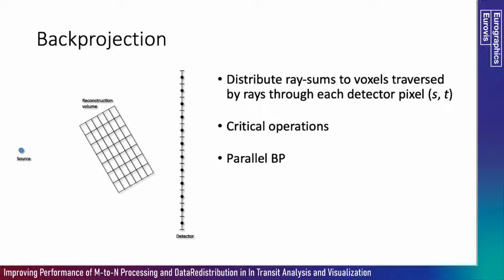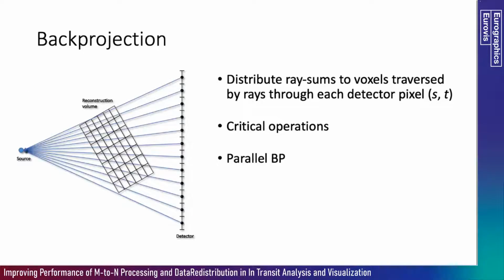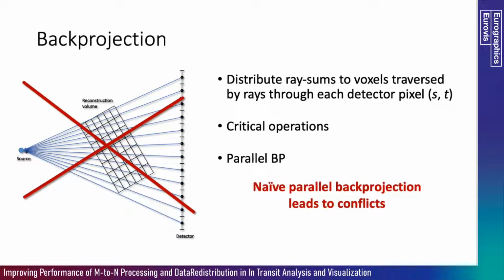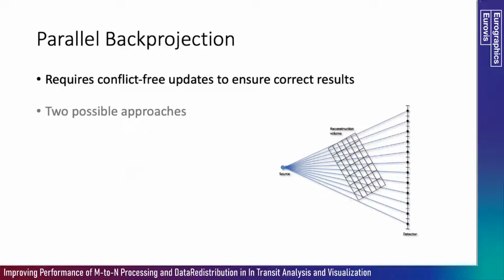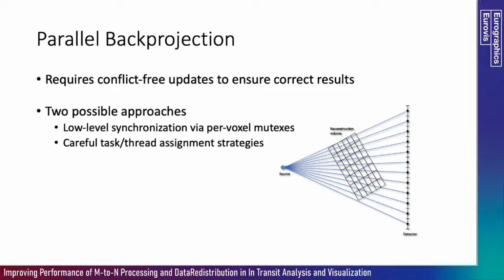Because of this, naive back projection in a parallel context is problematic. The write is per voxel, and multiple simultaneous writes of any particular voxel value leads to conflicts and ultimately incorrect results. Parallel back projection thus requires a means to prevent, or to avoid, conflicting writes in order to guarantee correctness. We consider 2 possible approaches here: synchronization primitives, mutexes in particular, to prevent the conflicts, and task thread mappings to avoid conflicts in the first place.